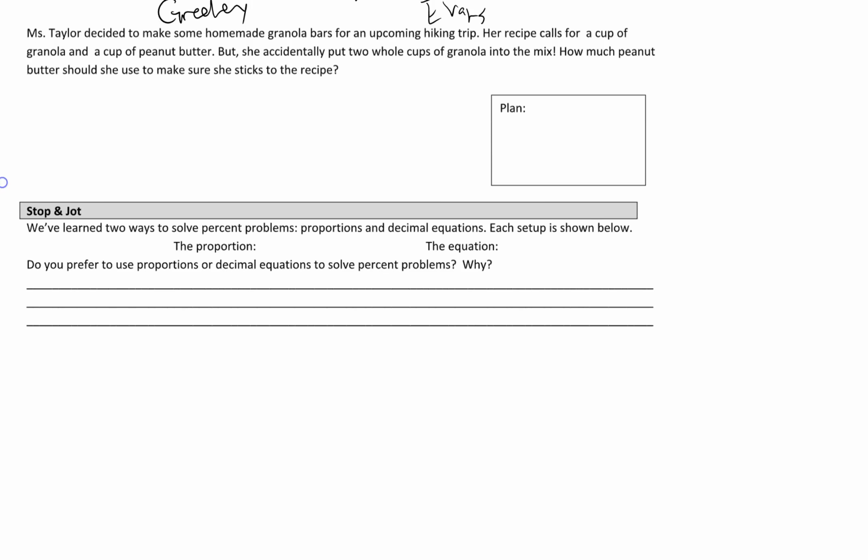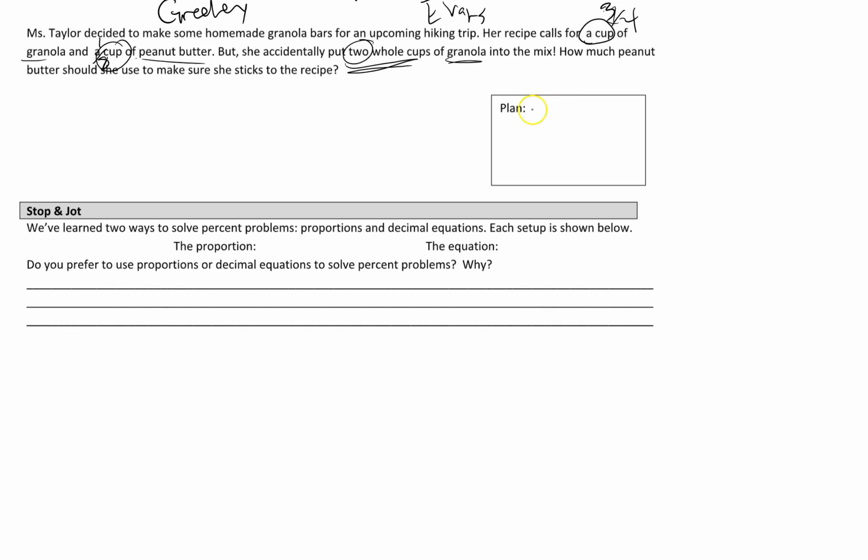We've got Miss Taylor is going to make some granola bars for an upcoming hiking trip. Her recipe calls for a cup of granola. That's kind of sneaky, but that's the whole number 1, a cup of granola, and a cup of peanut butter. Actually, guys, I think there's some numbers missing right there. One second. Sometimes video doesn't copy over properly. I was right. It's actually 3/4 a cup of granola and 1/8 a cup of peanut butter. There we go. But she accidentally put 2 whole cups of granola into the mix. How much peanut butter should she have to make sure she sticks to the recipe?